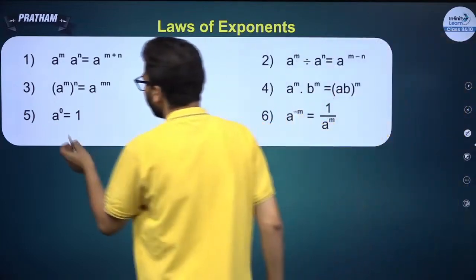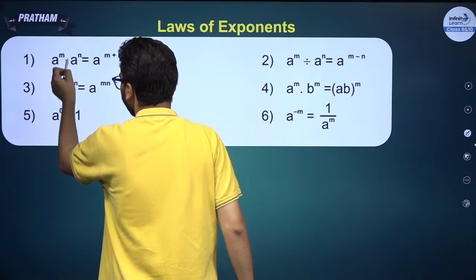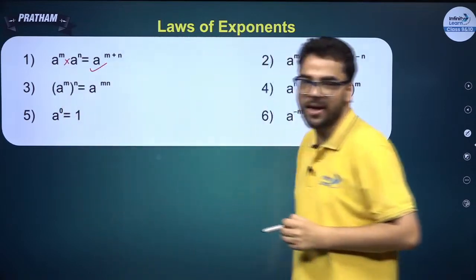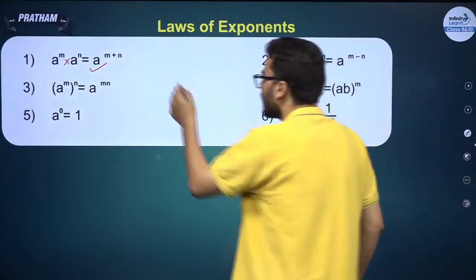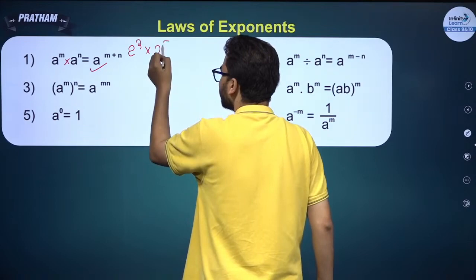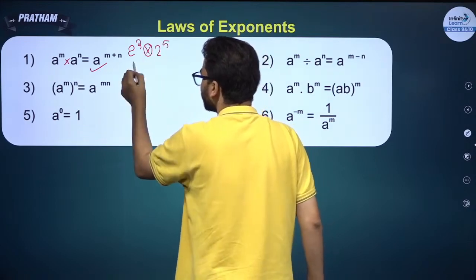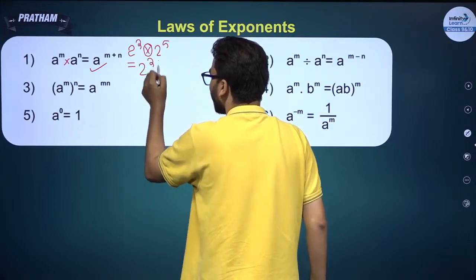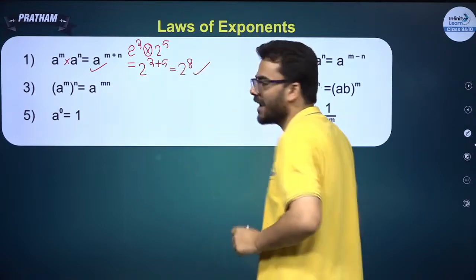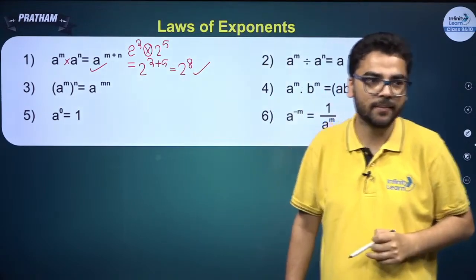So this is basically a raised to the power m into a raised to the power n is equal to a raised to the power m plus n, right? That if you've got same bases, suppose I've got something like this, same base is there and there is a multiplication sign. So what you can do, you can add the exponents, right? So this will give you 2 raised to the power 8. Any doubt in this thing?